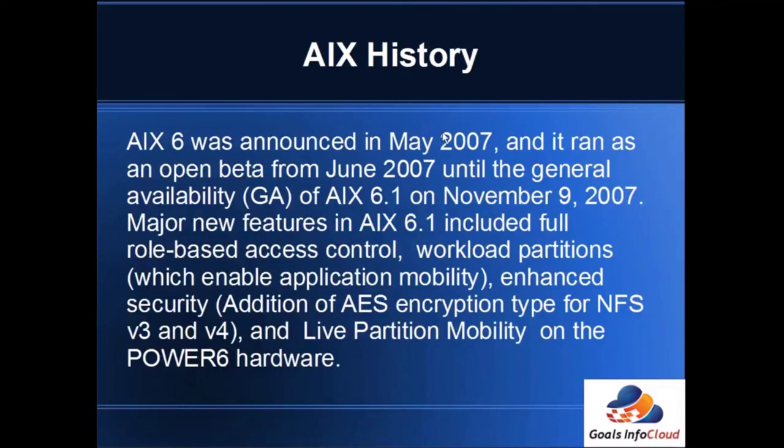Then in the year 2007, AIX 6 was launched. It ran as an open beta from June 2007 until the general availability of AIX 6.1 in November 2007. Major new features in 6.1 included full role-based access control, WPAR concept, enhanced security, and live partition mobility on the Power 6 hardware.